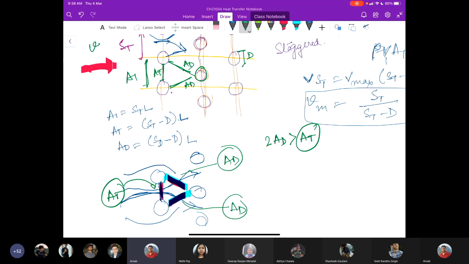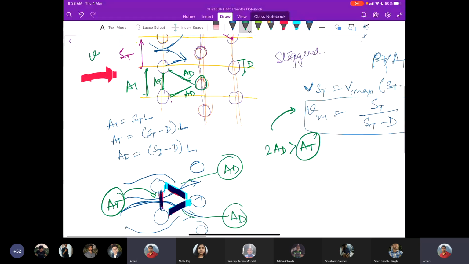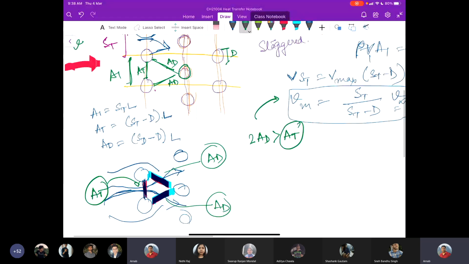Fine. Everyone got this point? So then the calculation remains the same, because this is how we calculated the maximum velocity through the AT portion.